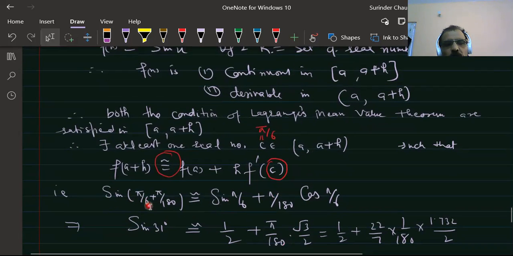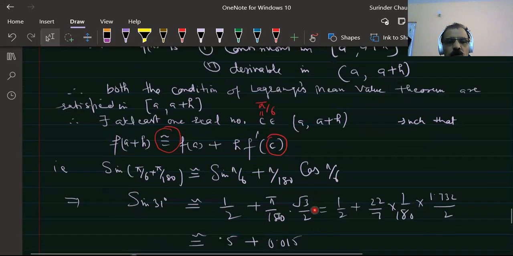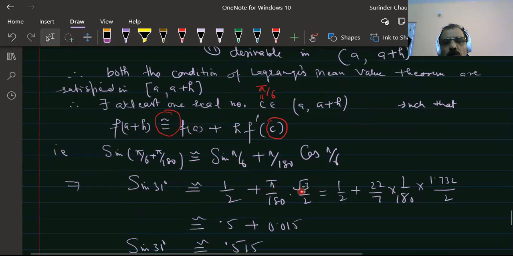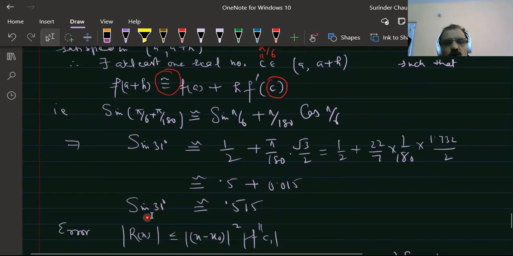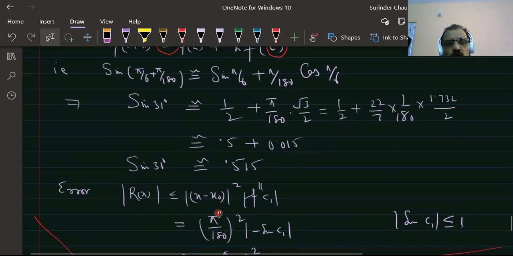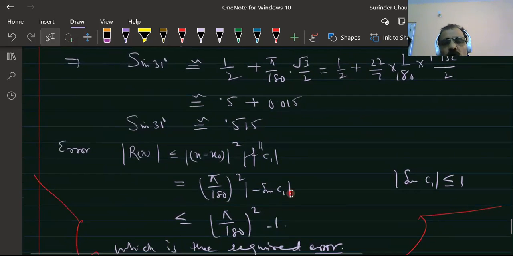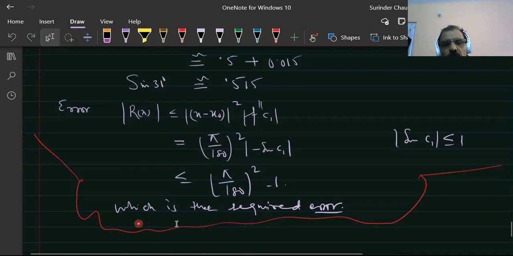So this is sine of pi by 6 plus pi by 180, which is approximately equal to sine of pi by 6 plus pi by 180 times cos of pi by 6. So sin 30 is 1 by 2, and we simply substitute the values and make the calculation, and we got 0.515. The error will be equal to x minus x naught, that is pi by 180 squared into f dash x. This is bounded in the interval pi by 6 to pi by 6 plus pi by 180, with bound M equal to 1. So this is equal to pi by 180 squared into 1 is the estimate.